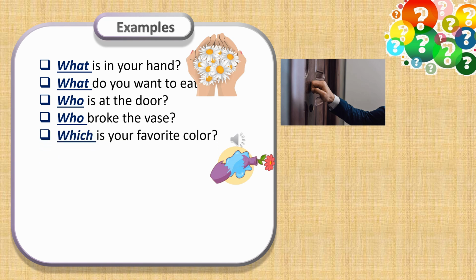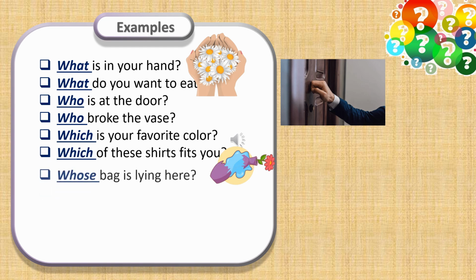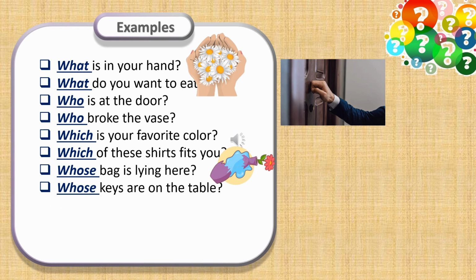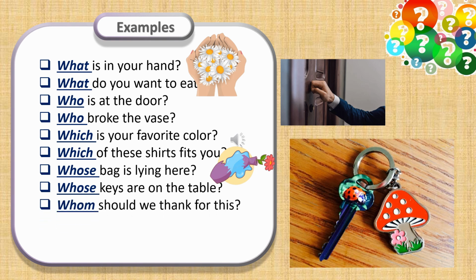Specifying choices. Which is your favorite color? Selects from options. Which of these shirts fits you? Compares specific items. Showing possession. Whose bag is lying here? Asks about ownership. Whose keys are on the table? Identifies the owner. Formal inquiry, object form. Whom should we thank for this? Formal object question. General inquiry. What happened here? Seeks an explanation.